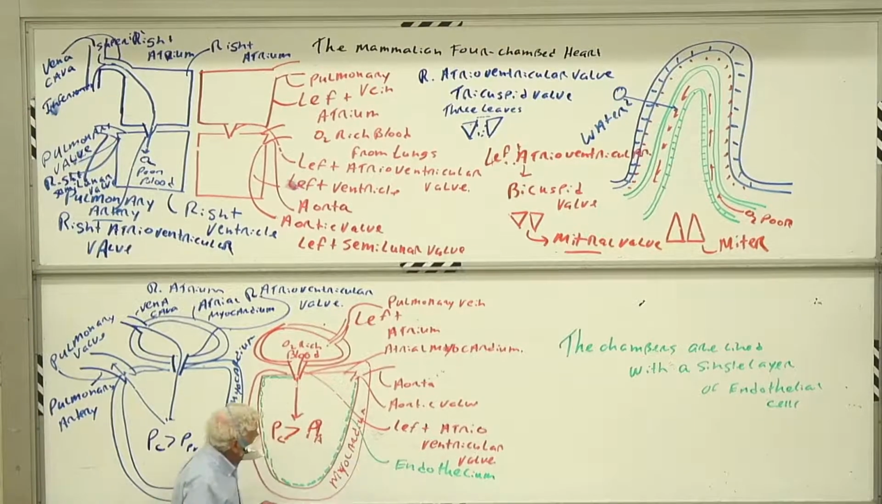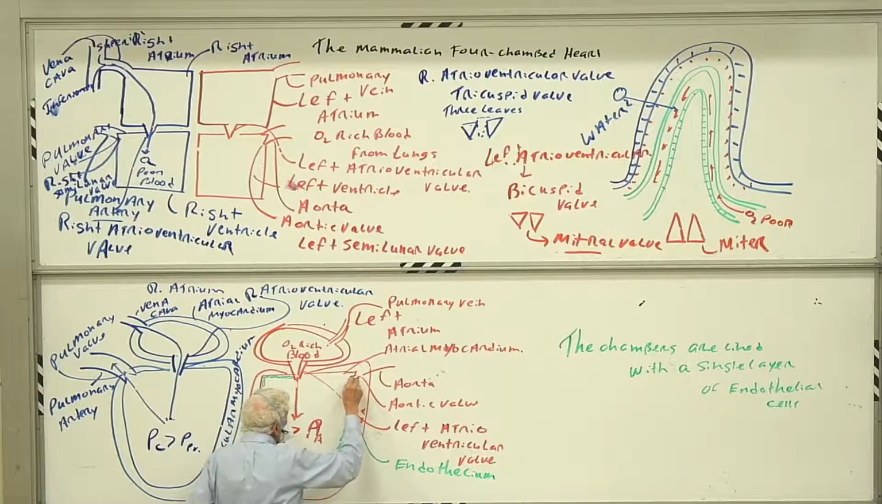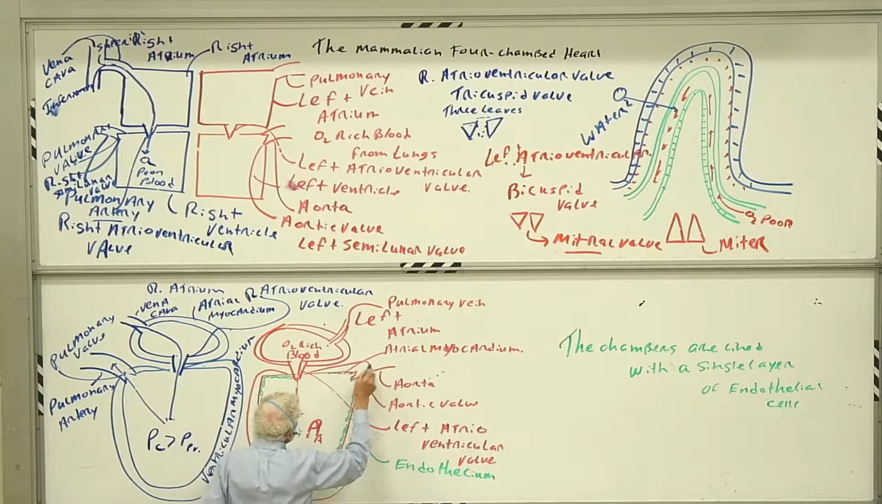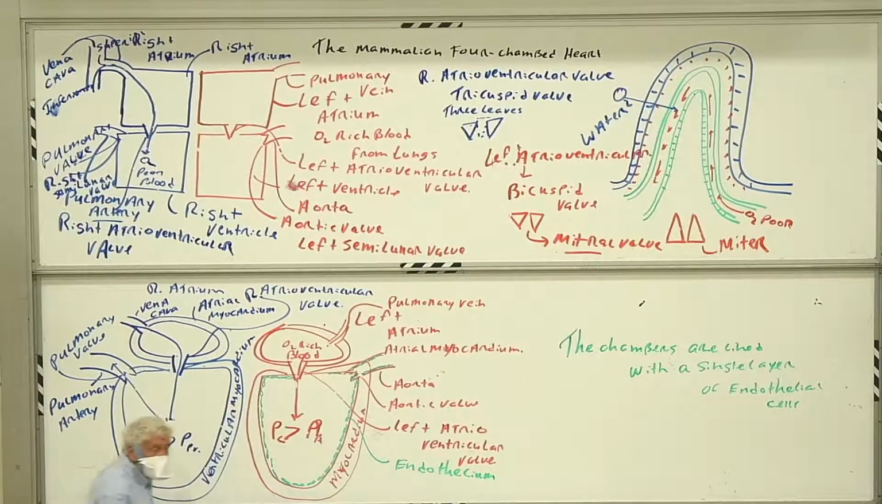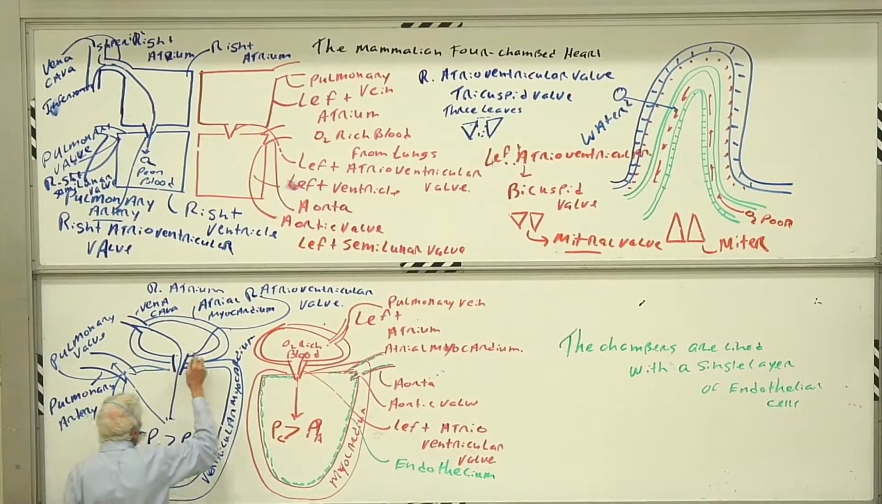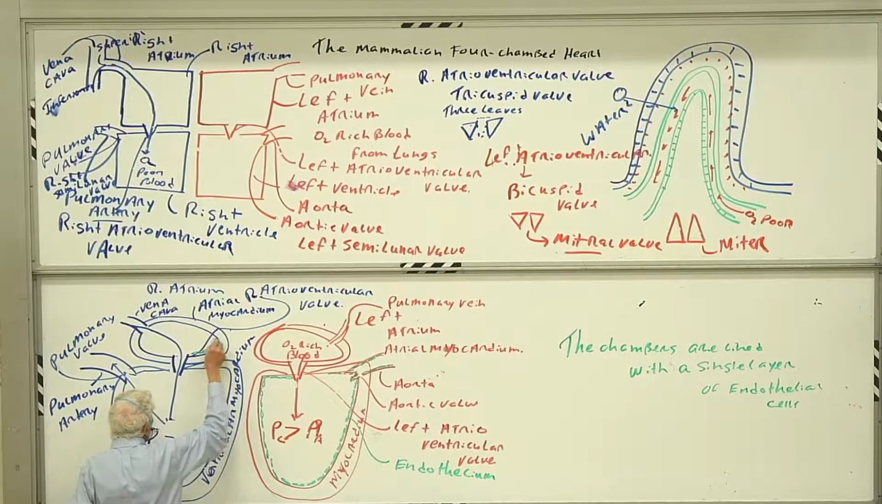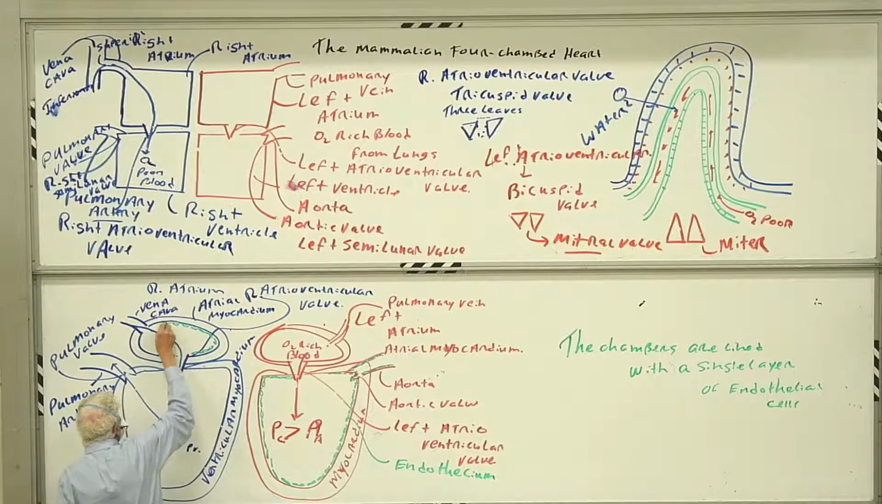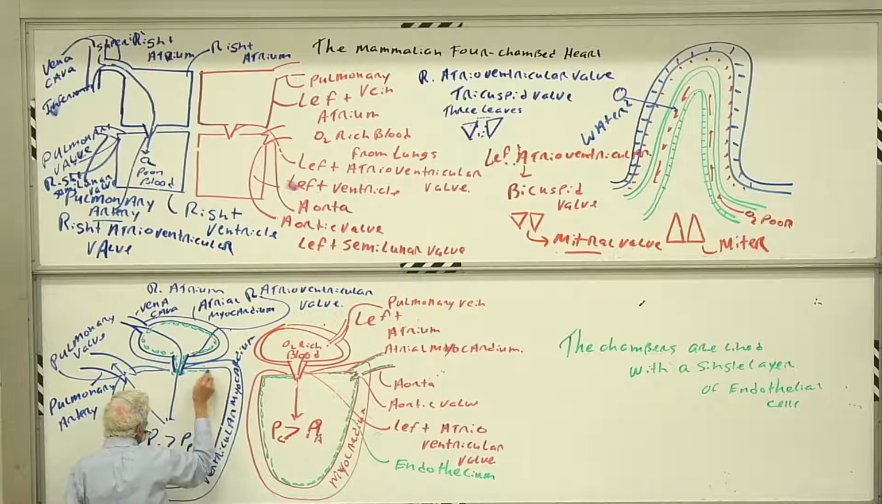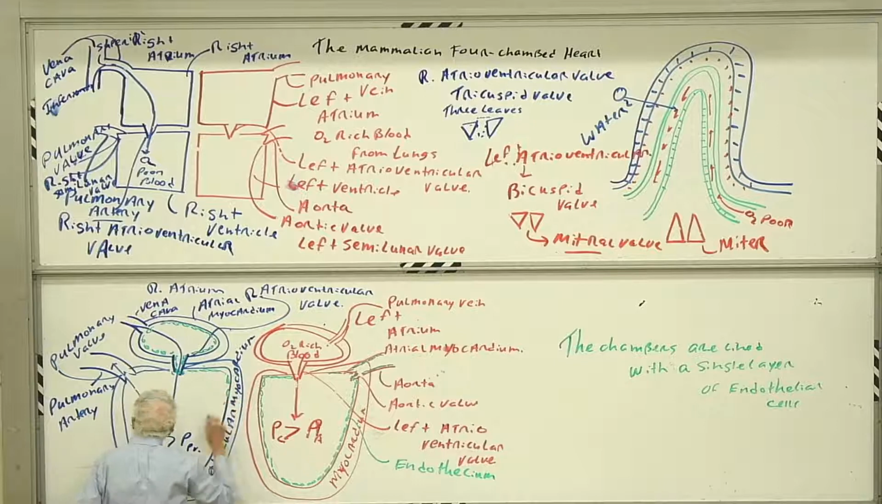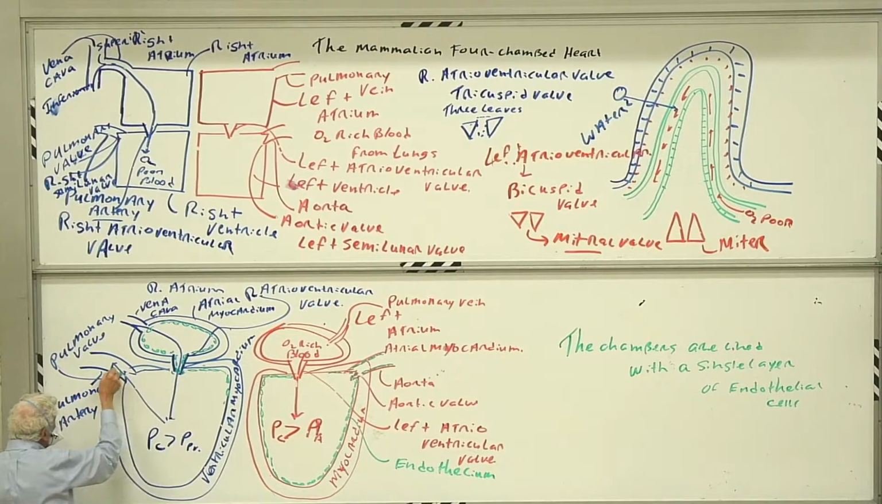Wherever you go in this system, whether it's in the chambers, on the surface of the valves, or on the surfaces of the vessels, there's this continuous layer of endothelial cells. That's true on this side as well. So there's a continuous layer of endothelial cells that line the chambers and line the valves. I won't draw them all the way around, but they also continue out into the veins.